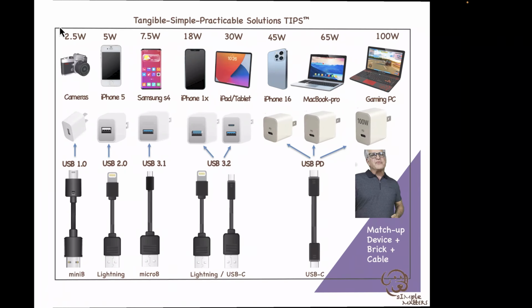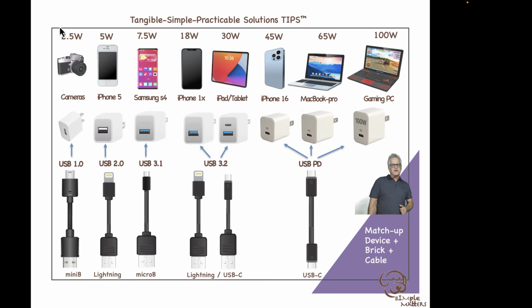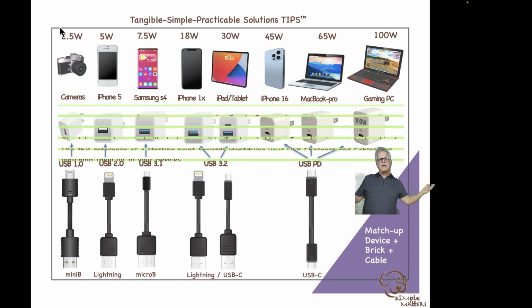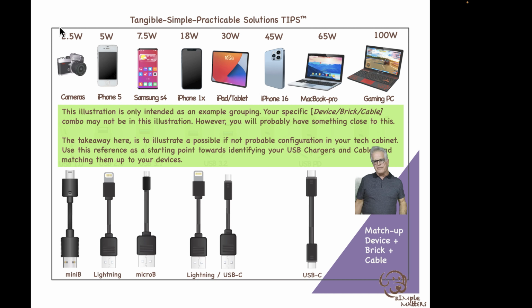So let's go to this page here. On this page, you'll see I have a mapping: I have a camera, brick, and cable, an iPhone 5, brick and cable, some Samsung device and a couple of Apple devices. This is not necessarily what you're going to have in your tech cabinet, but the illustration is intended to be an example grouping, so you can see what it might look like if you had something like that.